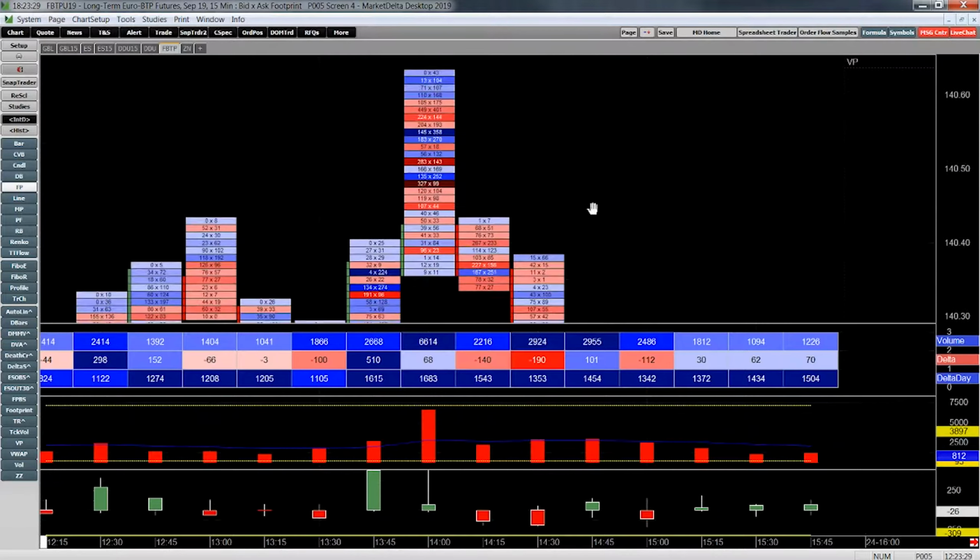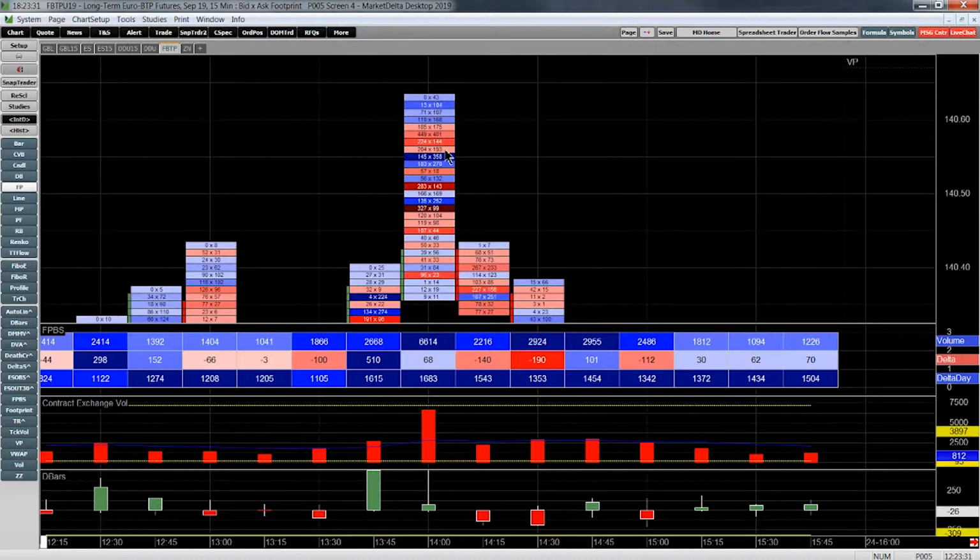More importantly though, notice what happened in terms of the footprint. All we're seeing here is a significant order in the market. Not because I say so, but because someone sat there providing an offer.